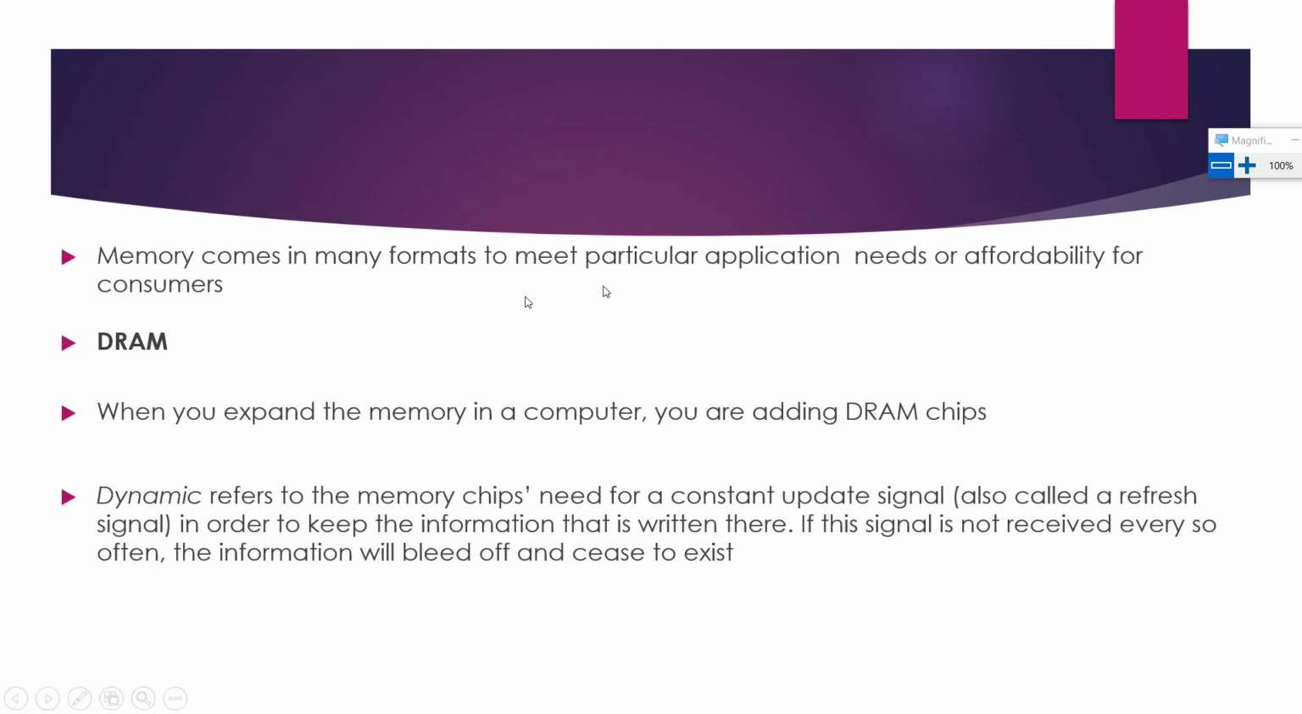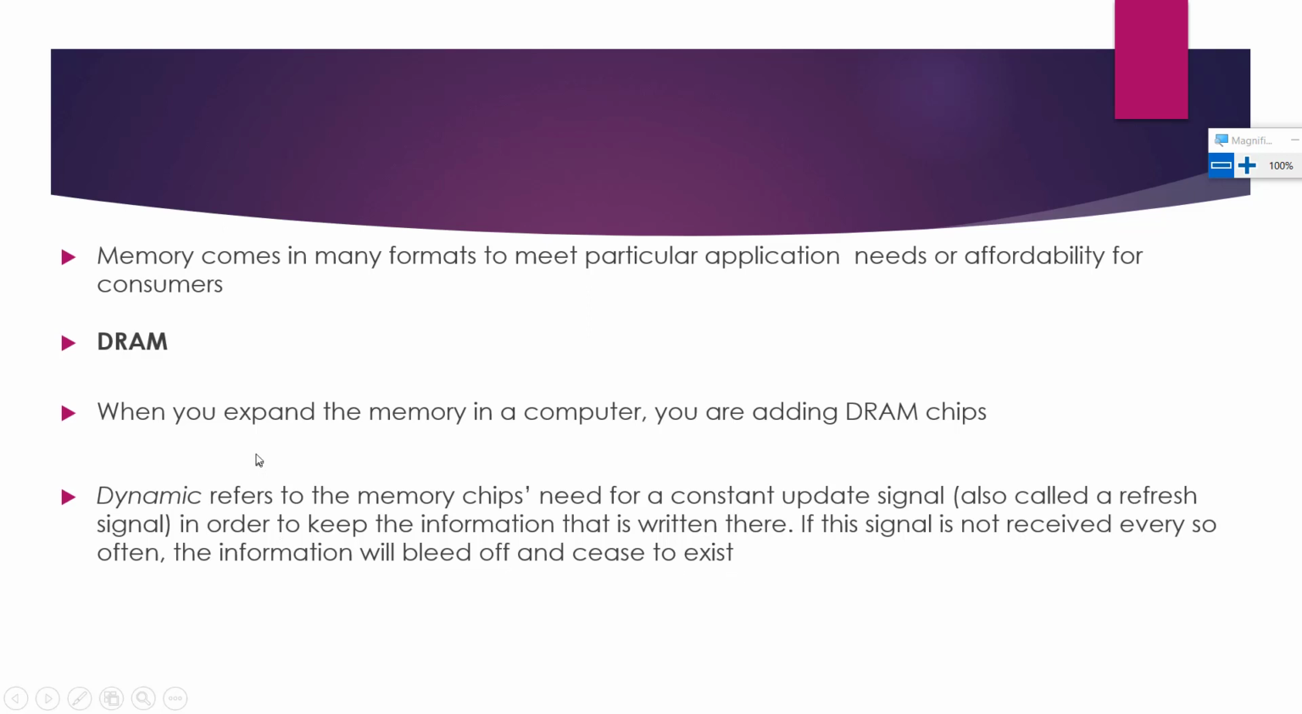Memory comes in many formats to meet particular application needs or affordability for consumers. So DRAM: when you expand the memory in a computer, you are adding DRAM chips. Dynamic refers to the memory chip's need for a constant update signal, also called a refresh signal, in order to keep the information that is written there. If this signal is not received every so often, the information will bleed off and cease to exist.